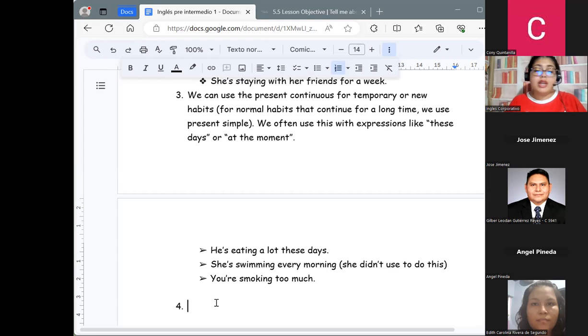Y también utilizamos adverbs en este uso, y utilizamos el presente continuo para hablar acerca de hábitos que nos molestan. Son cosas que nosotros hacemos, pero que quizás al mismo tiempo a nosotros nos da como un poco de molestia. Y puede ser tanto de nosotros como de otras personas.